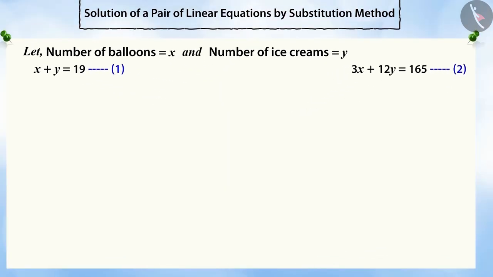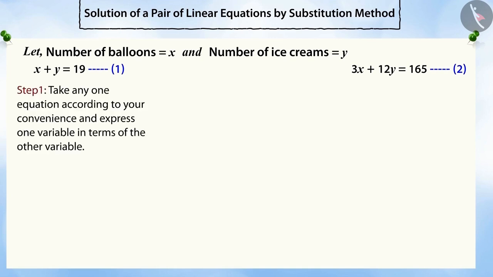We can divide the substitution method into three parts. In the first part, we choose one equation as per our convenience and express one variable in terms of the other. Like here, we take equation 1 and write variable y in terms of variable x. We can call it equation 3.